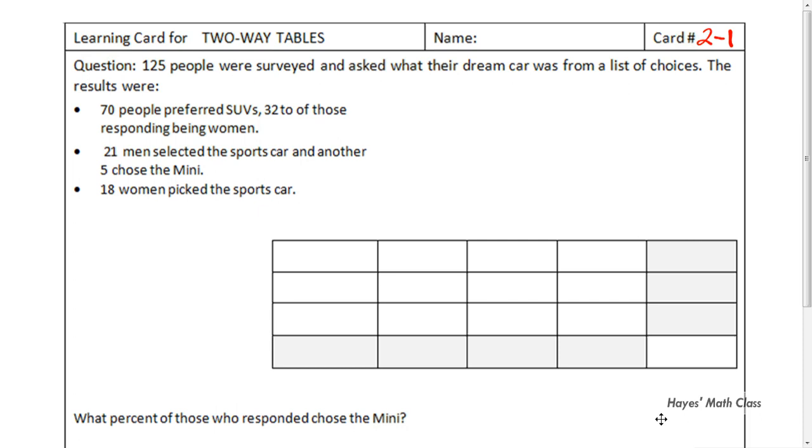So here we go. The question: 125 people were surveyed and asked what their dream car was from a list of choices. The results were as following. First thing that you need to do, rule number 1, label your categories. What type of cars are we talking about? What type of people are we talking about? We need to know. We care.